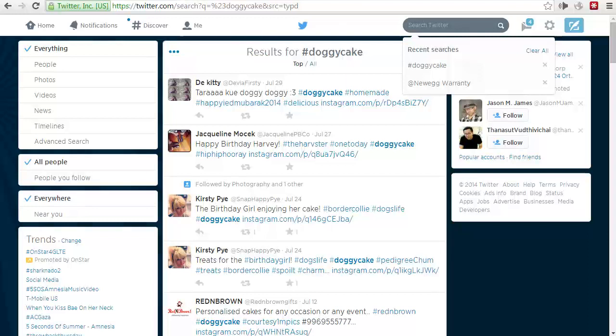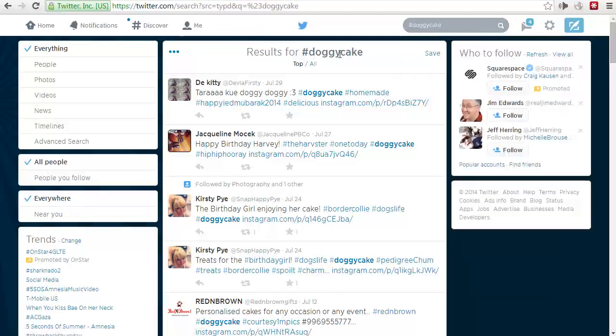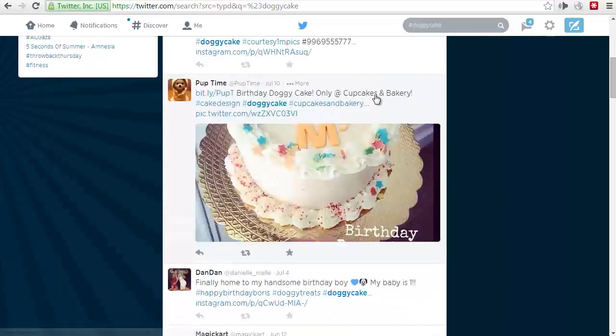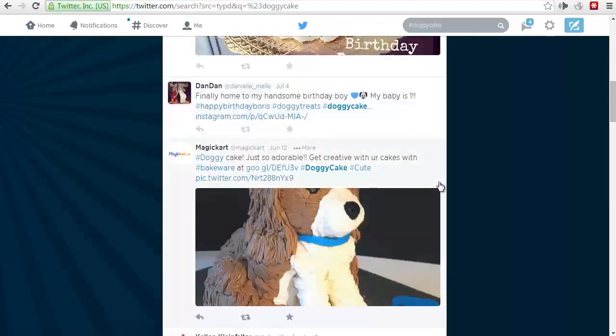And at the top, you can easily just put a pound sign like this, doggy cake, and see what people are talking about in terms of doggy cakes. So like I said, if I'm a doggy bakery and I want to know if people are interested in this type of stuff, then I can see this. So, okay, doggy cake, homemade, delicious, and so on, Instagram. So they actually have a picture of the doggy cake. And we can see this right here, cupcakes and bakery, doggy cake, and so on. It's actually editable.